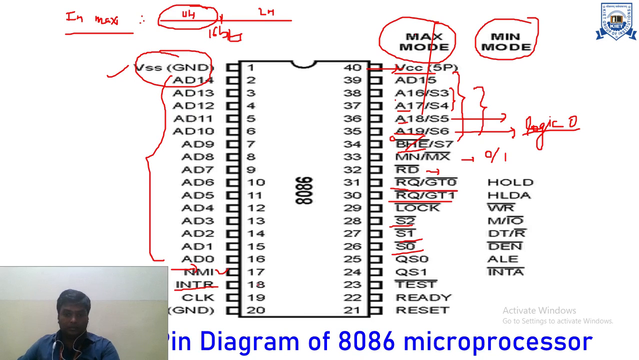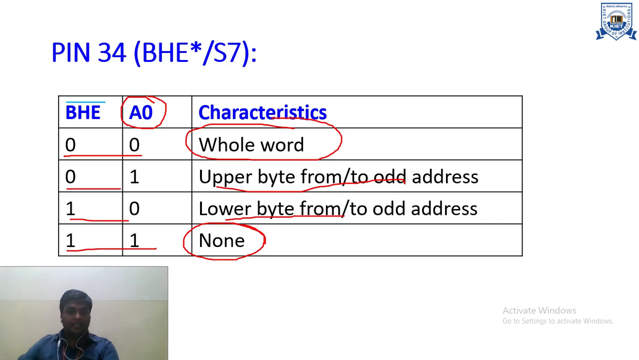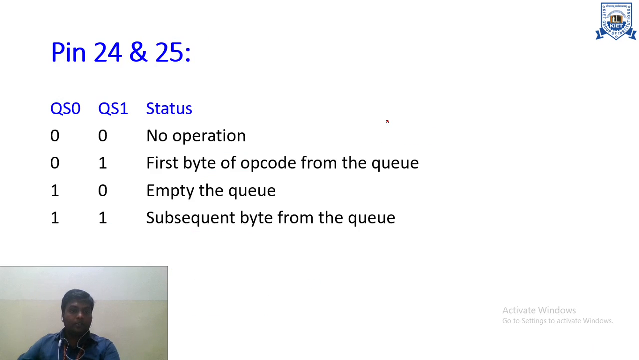So these pins, S0, S1 and S2, are also clear. These two pins, QS0 and QS1, basically tell the status of the queue, the prefetch queue, that I have discussed in our architecture of 8086. So what is the meaning of QS0 and QS1? When QS0 and QS1 are equal to 00, then no operation is performed.